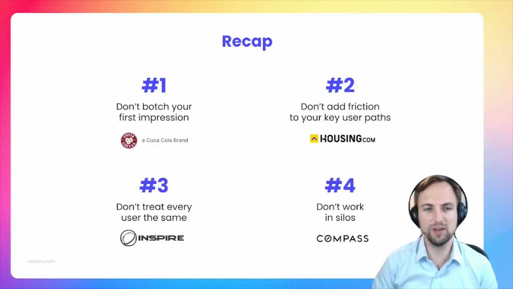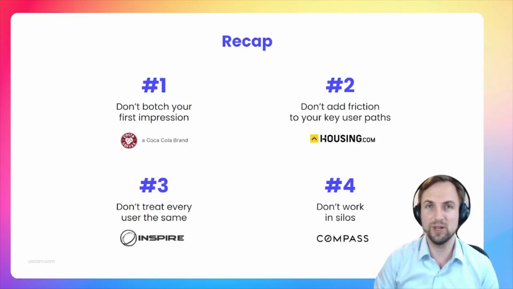Then conversion killer number three, don't treat every user the same. They're not. They just aren't. Like, I don't know what to tell you. Conversion killer number four, don't work in silos. Collaborate with your team, and you can fix real user issues a lot faster.